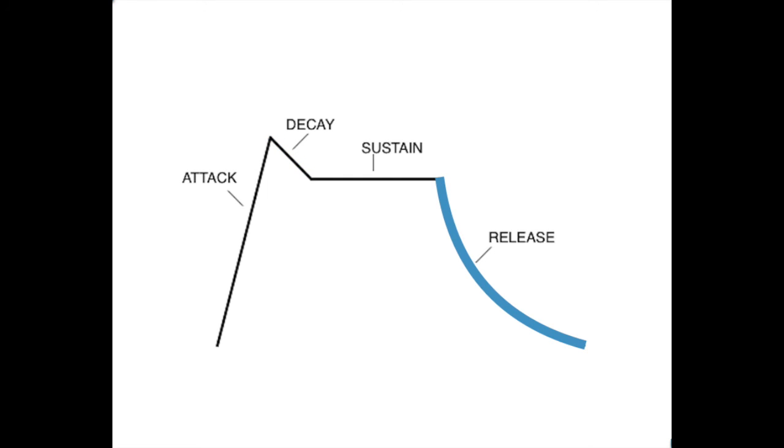Finally, the release control designates how long it will take the sound to fall in amplitude once a key is released. Envelope generators are often used to control a synthesizer's filter as well. When controlling a filter, the envelope will act the same as it does when it's controlling an amplifier, except instead of controlling amplitude, it will control the filter cutoff frequency. It's also important to mention that many synthesizers offer the ability to control pitch via envelope generator.